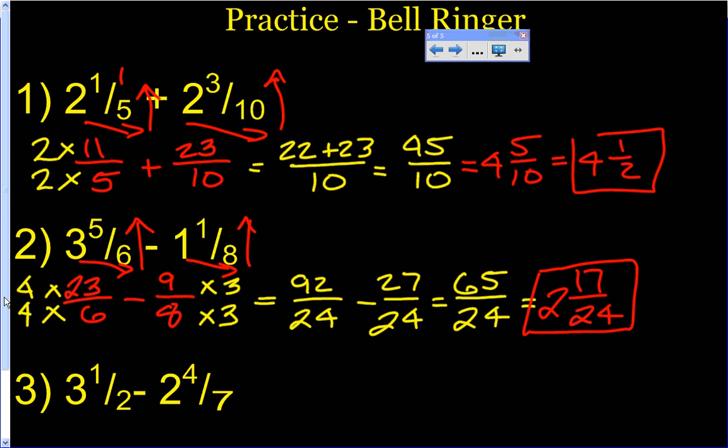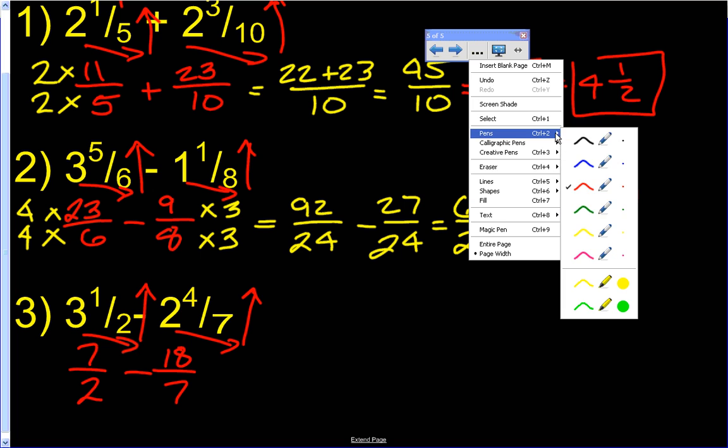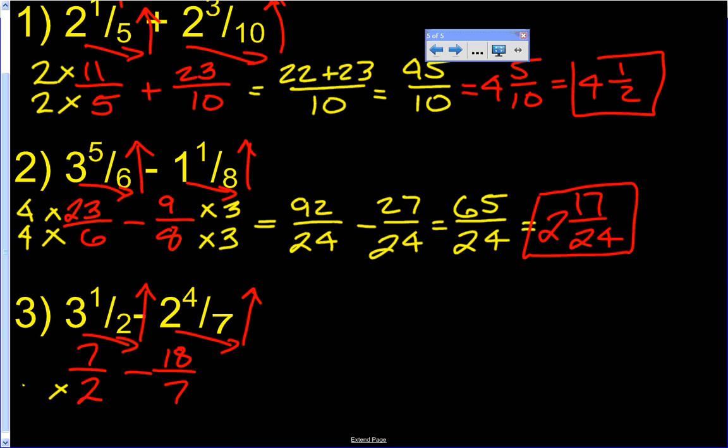The last practice problem, 3 times 2 plus 1 gives me 7 over 2, minus 2 times 7 is 14, plus 4 is 18 over 7. My least common denominator here is going to be 14. So multiply top and bottom of this one by 7, top and bottom of this one by 2. So now I have 49 minus 36 over 14.